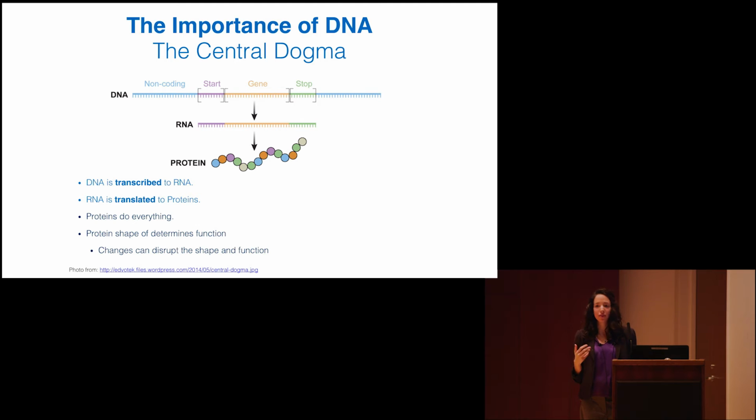They digest your food, allow your muscles to move, protect you from diseases, and the shape of the protein really determines their function. And any change in the DNA sequence gets propagated to the RNA, gets propagated to the protein, and can cause a change in the shape of the protein that can disrupt their function. Okay, so that's really how changes in your DNA end up affecting what happens in your body.